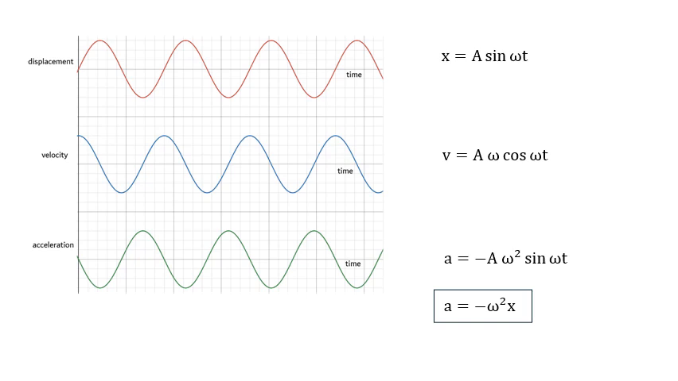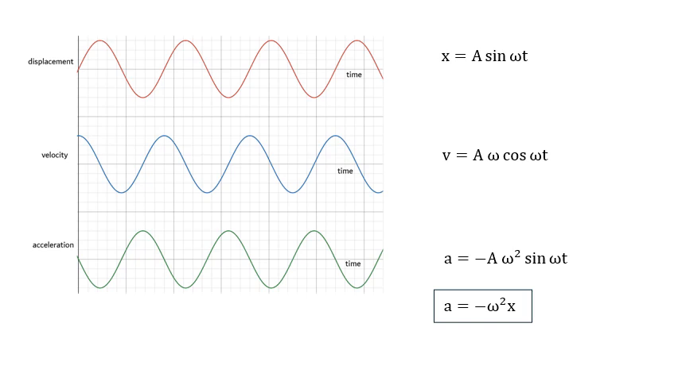You might actually have to sketch these graphs. I have seen questions where you're given the displacement and you have to sketch the other two. x equals A sine omega t, v equals A omega cos omega t. If we differentiate that, a equals minus A omega squared sine omega t. So we're back to sine, but it's upside down because of the negative in that equation.